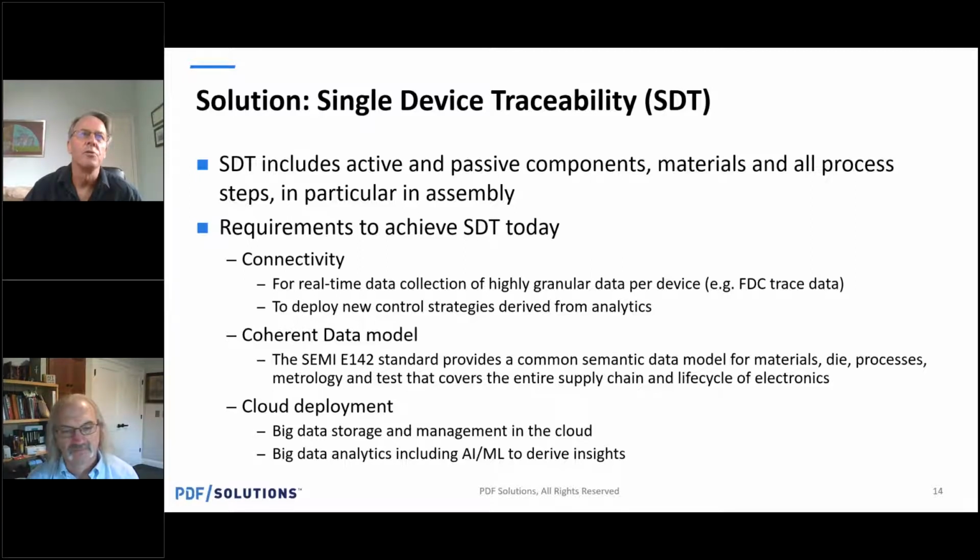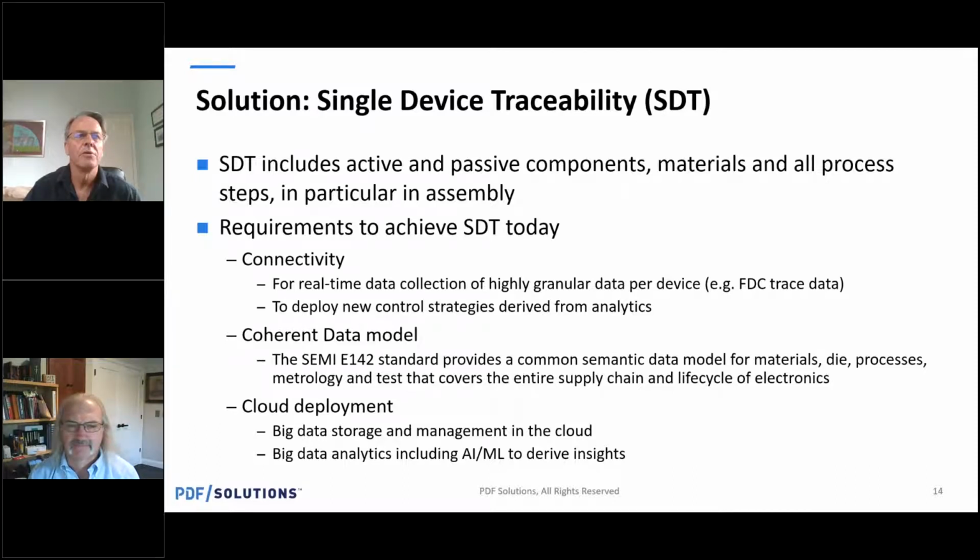Connectivity, which you need to be able to connect to the equipment on the factory floor and collect highly granular data per device, such as FTC trace data. Feed that data into a big data and analytics engine and system to derive insights. And then you need the connectivity again to feed the control strategies which are derived from those insights back to the factory floor. So connectivity is a critical piece. Without it, you can't really achieve the results you need.